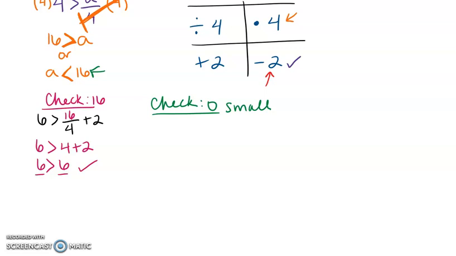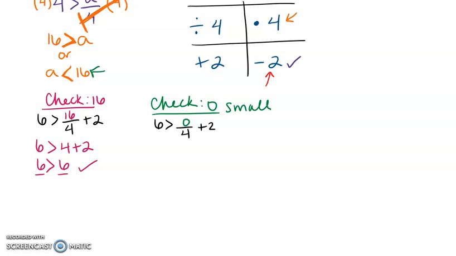So again, I'm going to rewrite my problem. So 6 is greater than a over 4 plus 2. And again, instead of a, I am substituting it with the 0 that we are choosing to check. Remember, inequalities have an infinite number of answers, right? So we are choosing just a random number that may or may not be part of the solution set, and we have to determine whether or not it is.